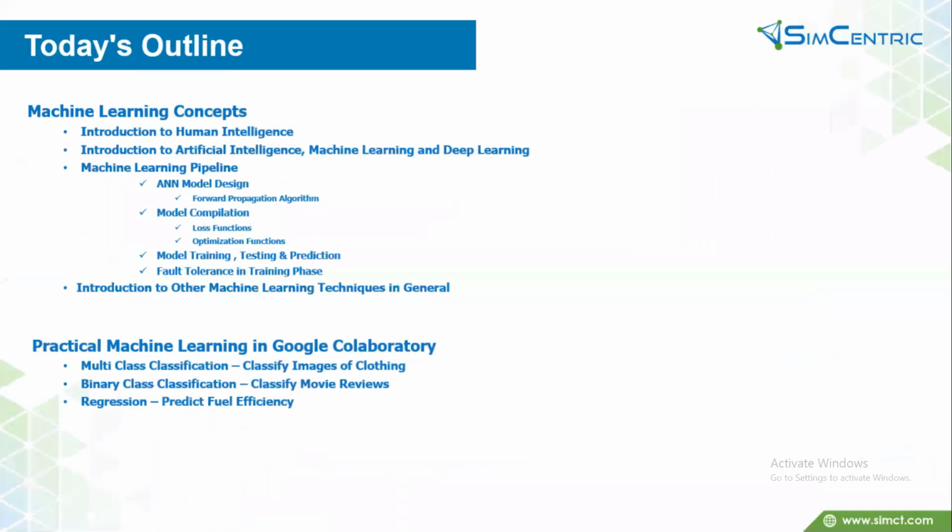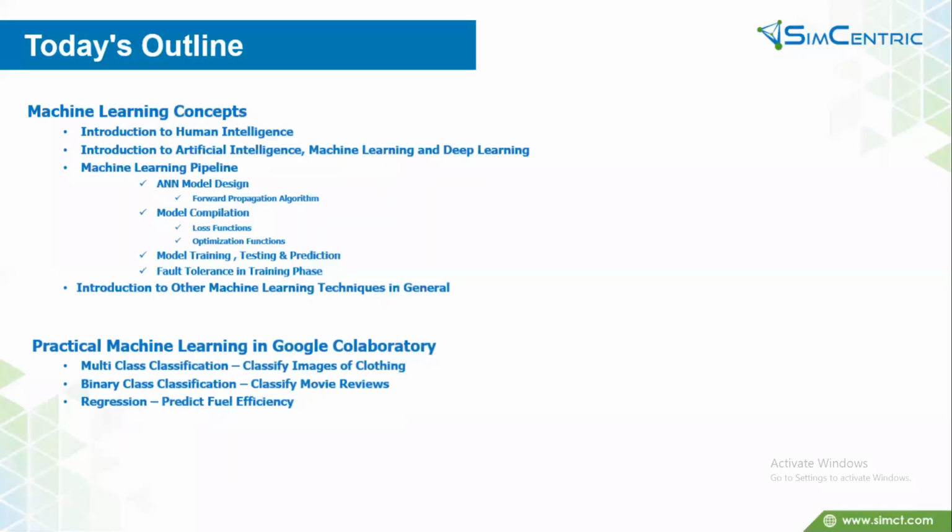So this is today's outline. Today we'll be discussing machine learning concepts, and more specifically, we'll go to the machine learning practical sessions in Google Collaboratory. Under the machine learning concepts, we will discuss human intelligence and artificial intelligence, machine learning, and deep learning, and how it has evolved. We will also discuss the machine learning pipeline, and there we will discuss the artificial neural network model design, and how the neural network comes up with the prediction with the forward propagation algorithm. We will discuss the model compilation and what kind of parameters we need to set up. We will also talk about model training, testing, and how we can use the trained model for live data prediction.